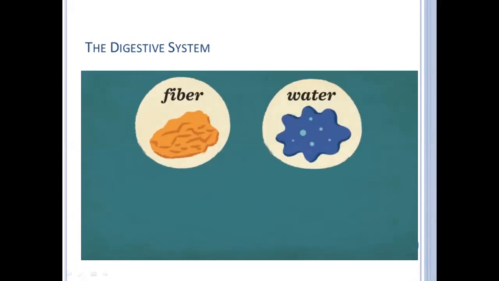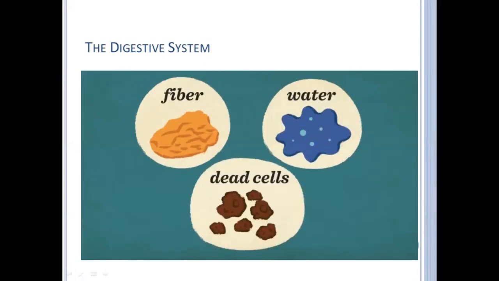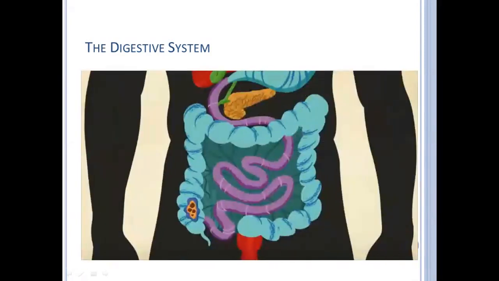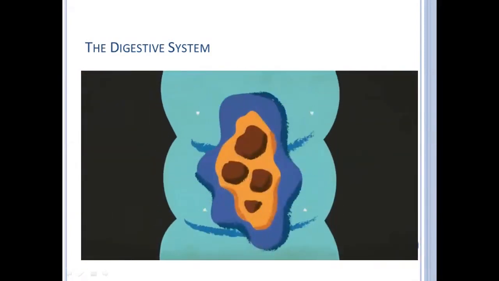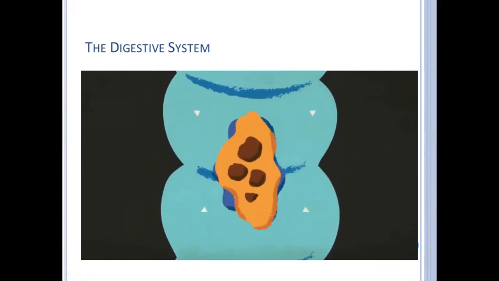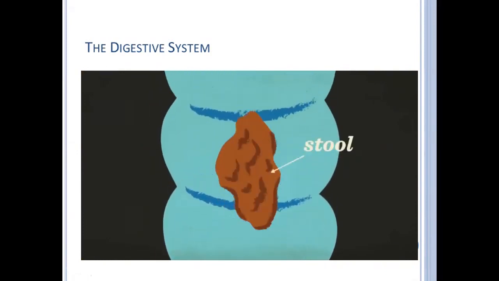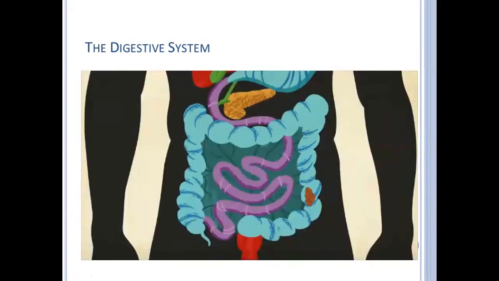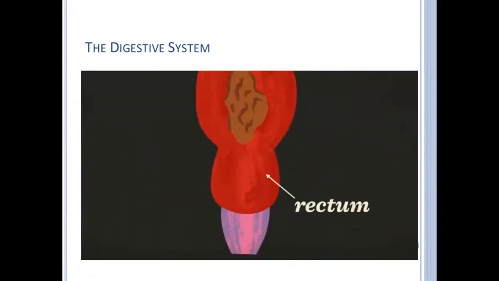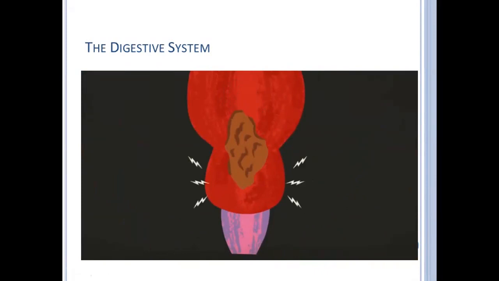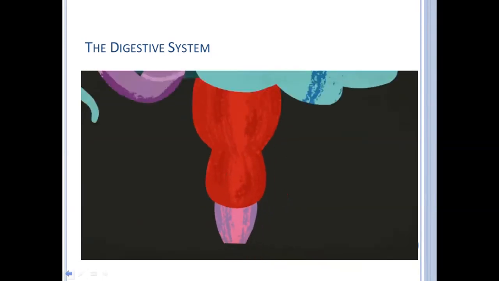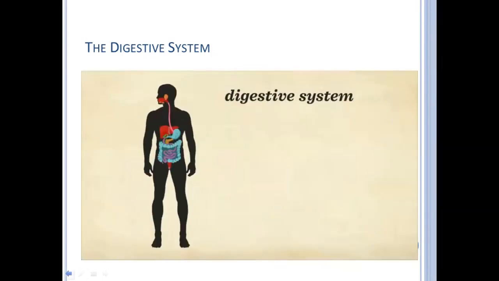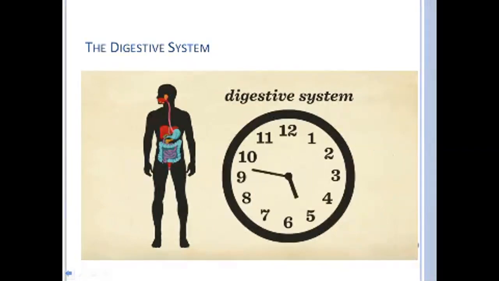Leftover fiber, water, and dead cells sloughed off during digestion make it into the large intestine, also known as the colon. The body drains out most of the remaining fluid through the intestinal wall. What's left is a soft mass called stool. The colon squeezes this byproduct into a pouch called the rectum, where nerves sense it expanding and tell the body when it's time to expel the waste. The byproducts of digestion exit through the anus, and the food's long journey, typically lasting between 30 and 40 hours, is finally complete.